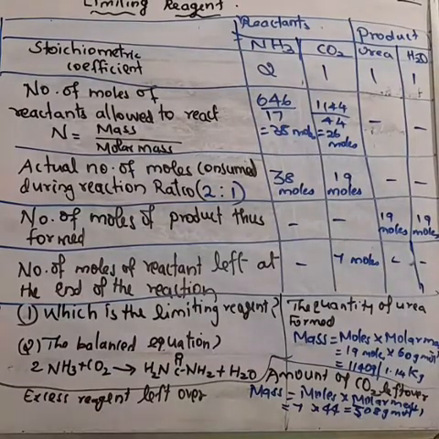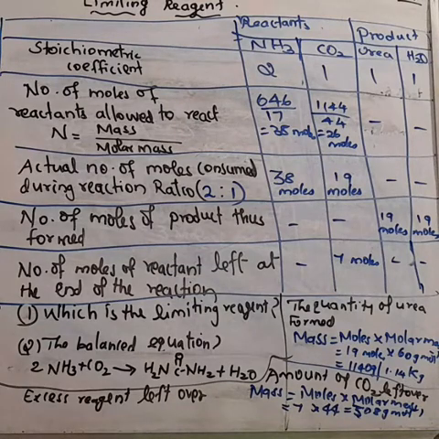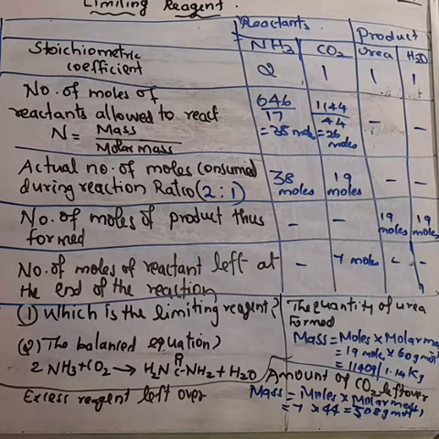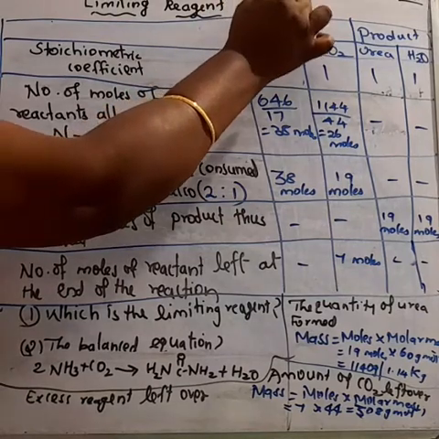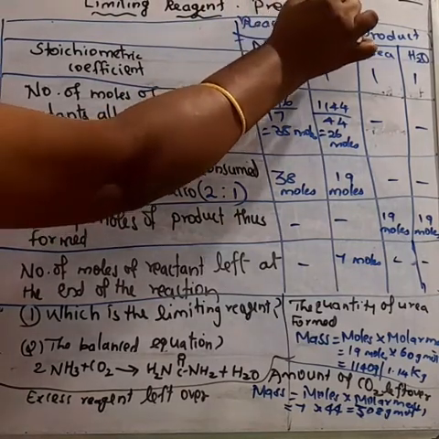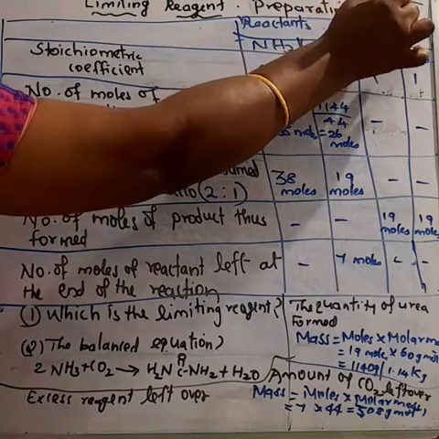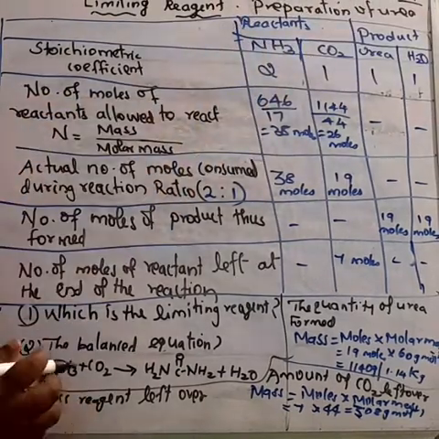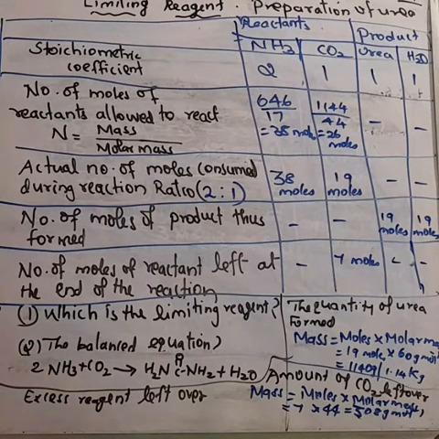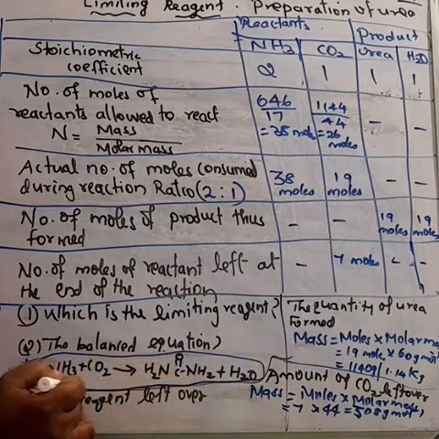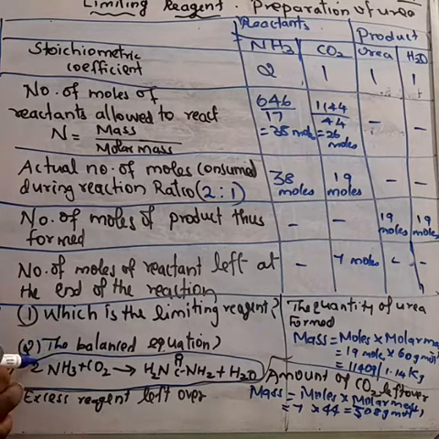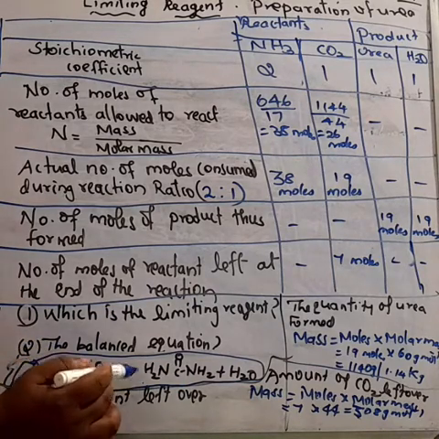Okay students, now we are going to study one of the reactions, that is the preparation of urea. Urea, you know, is one of the fertilizers. So here is how we can prepare urea. When ammonia combines with carbon dioxide, we get urea and water. To prepare urea, we want 2 moles of ammonia: 2 NH3 plus CO2, all in the gaseous phase, gives urea.